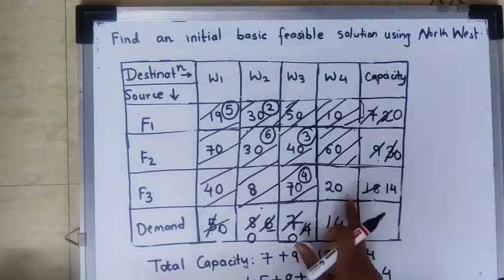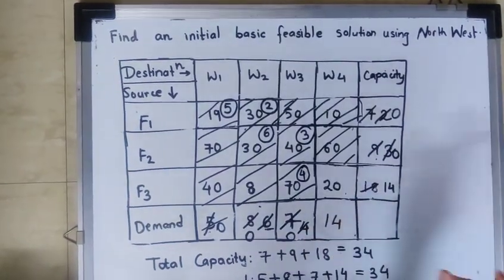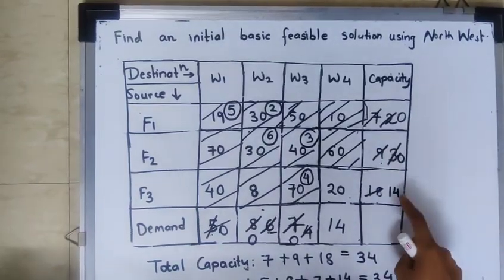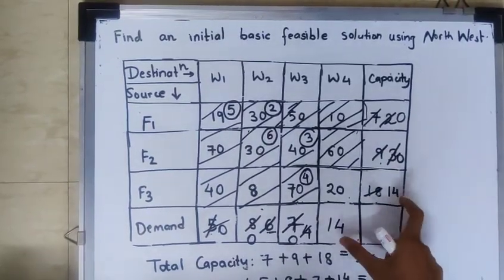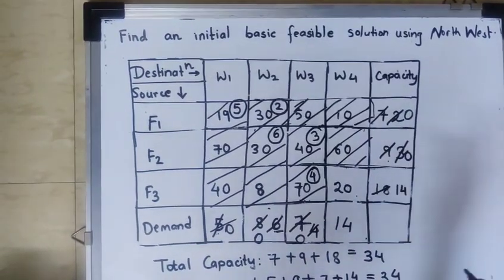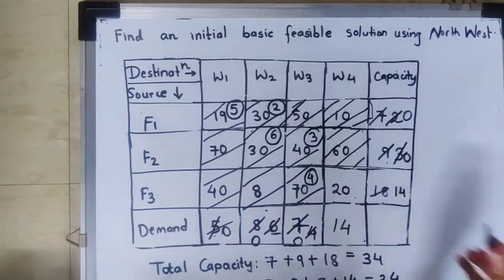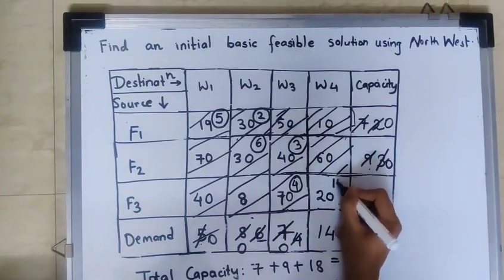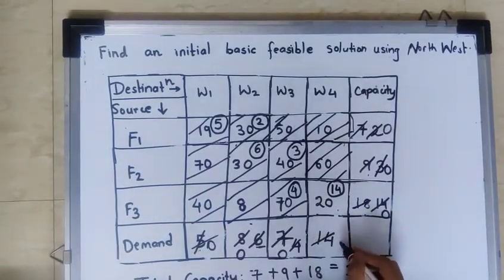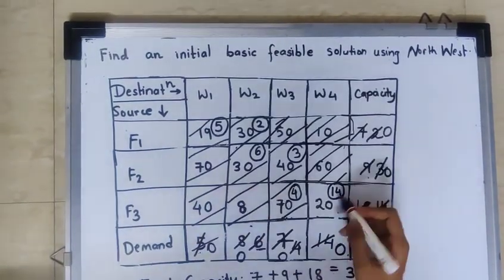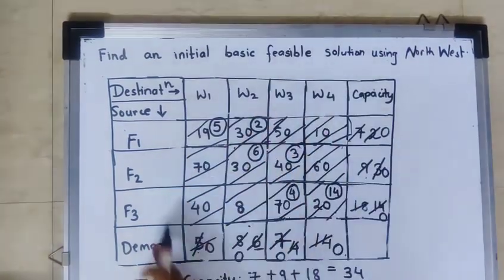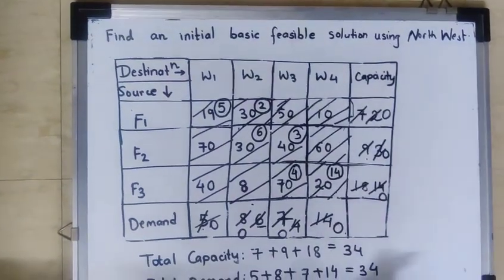Now we are left with only one cell. Whenever we are left with the last one cell, we should get both capacity and demand as the same number. Here we are getting 14 and 14. This is one way to check whether you have solved the sum correctly or not. So now we allocate 14 over here. 14 minus 14 is 0, and 14 minus 14 is 0. Now we eliminate both the row as well as the column. So now we are done with the allocations.